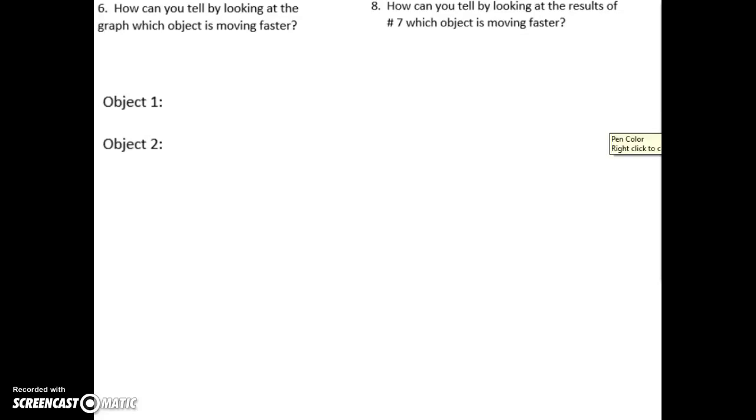How can you tell by looking at the graph which one is moving faster? It's the graph with the steeper slope. You've got to use better penmanship than I did on your quiz. Okay, and then object 1, let's go ahead and calculate the slopes.